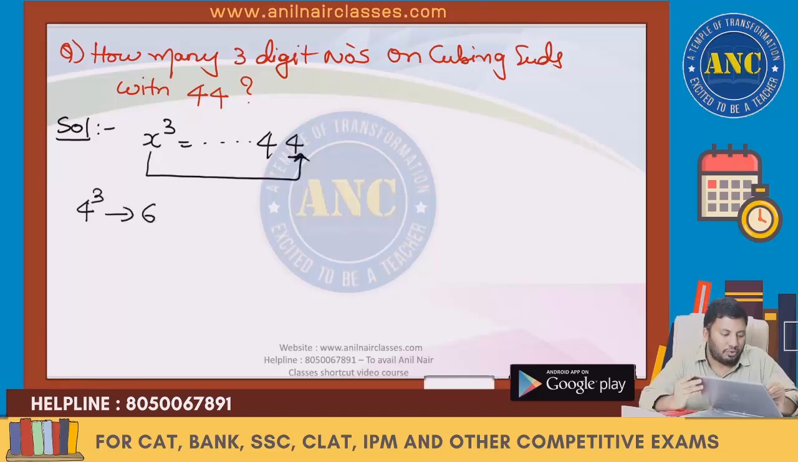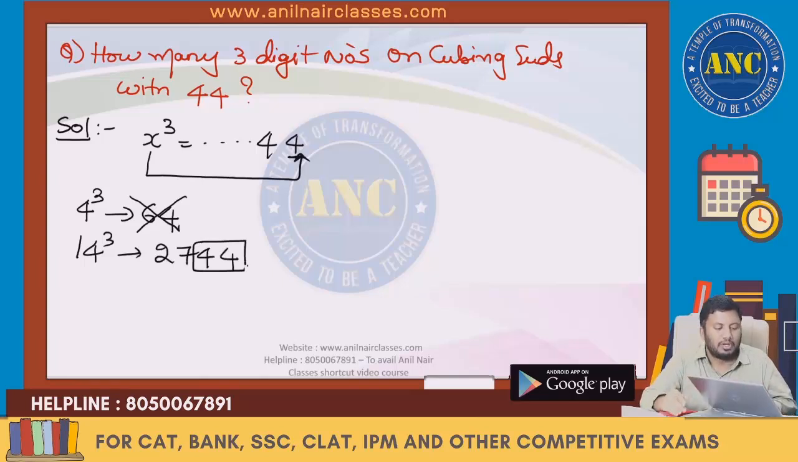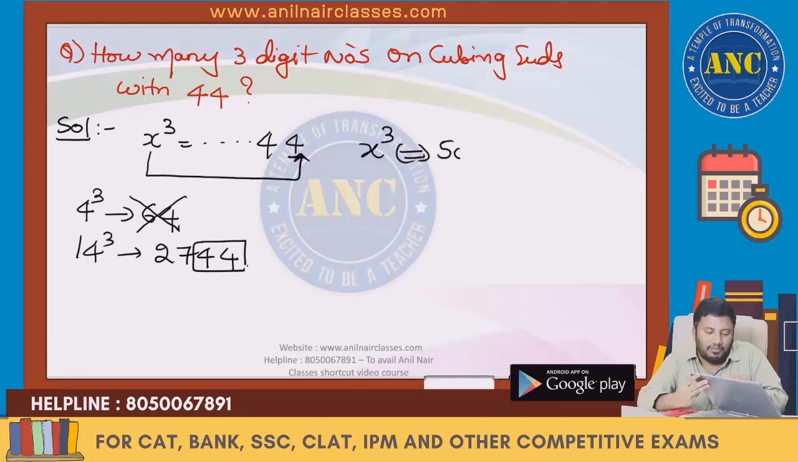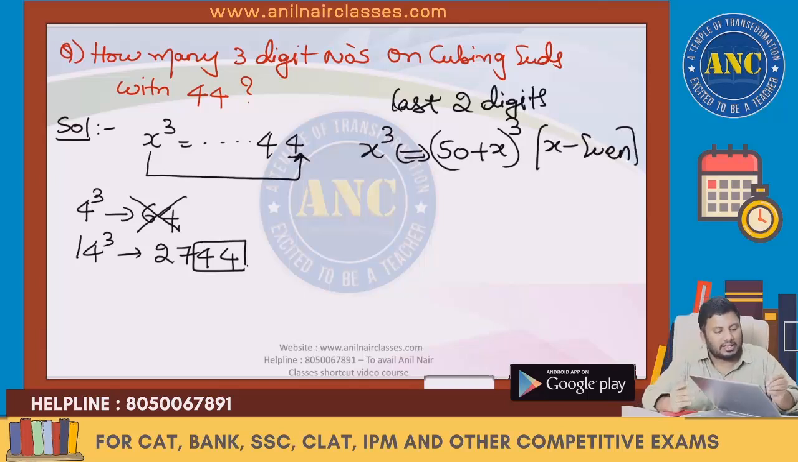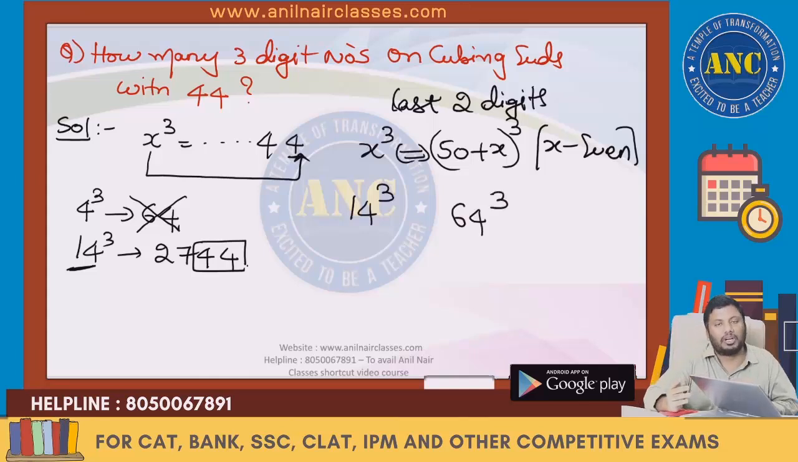Lowest number is 4 cube, 64. I want 44. Next is 14 cube. If you use (a plus b) whole cube, you will get 2744. So last two digits is 44. So what is the logic? x cube and (50 plus x) whole cube: last two digits are the same only if x is an even number. x is 14, it is an even number. So 14 cube. Next it is 50 plus 14, 64 cube.